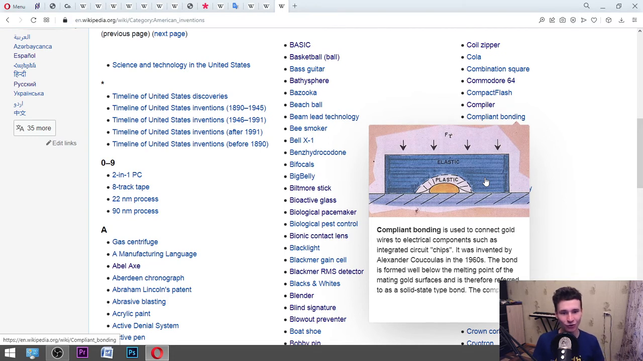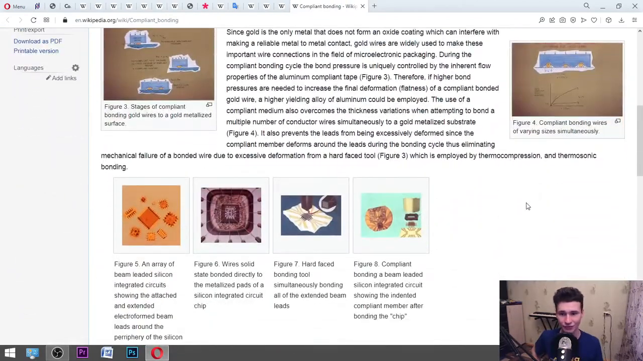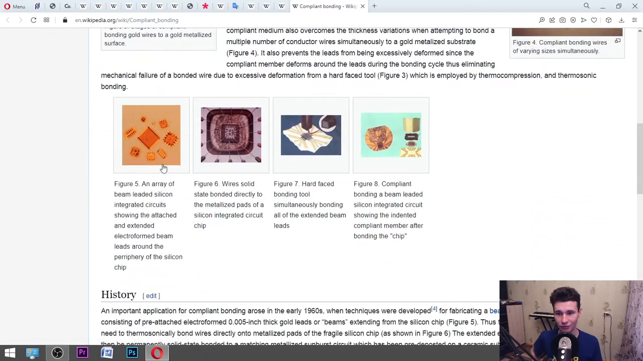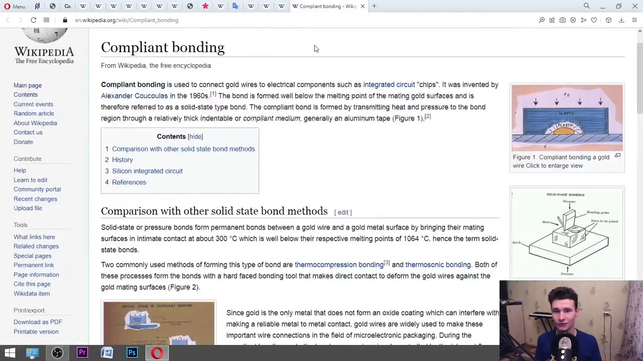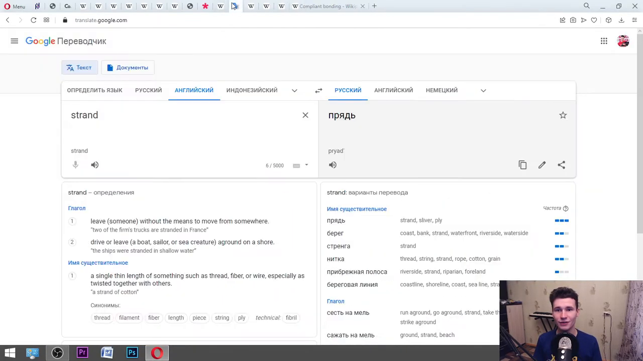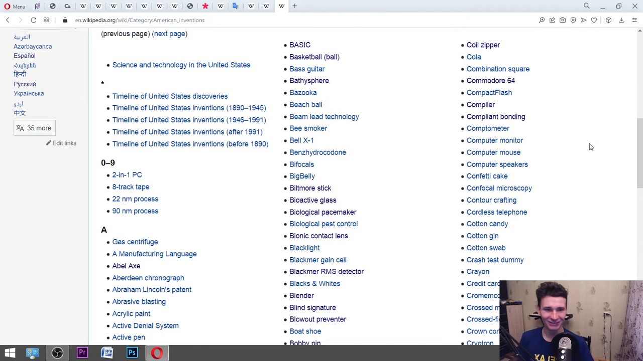And okay, compliant bonding is used to connect gold wires to electrical components such as integrated circuit chips. It was invented by Alexander Coucoulas in the 1960s. The bond is formed below the melting point of the mating gold surfaces and is therefore referred to as a solid state type bond. And it is here, and some of the things created by it. Oh, I remember we were learning about it too. And okay, we have this compliant bonding, and in Russian we don't have this thing. I mean the translation, податливое склеивание. Wow, interesting. Oh, interesting word.